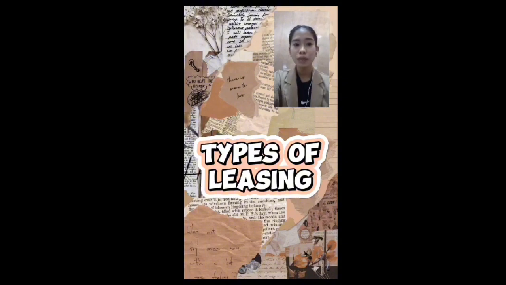So the types of lease are the financial lease, where the person or company is using the asset. This is used for long-term financing of assets such as equipment, machinery, or vehicles. And the second is operating lease, where the owner owns the asset, used for short-term financing of assets such as office space, computers, or vehicles.